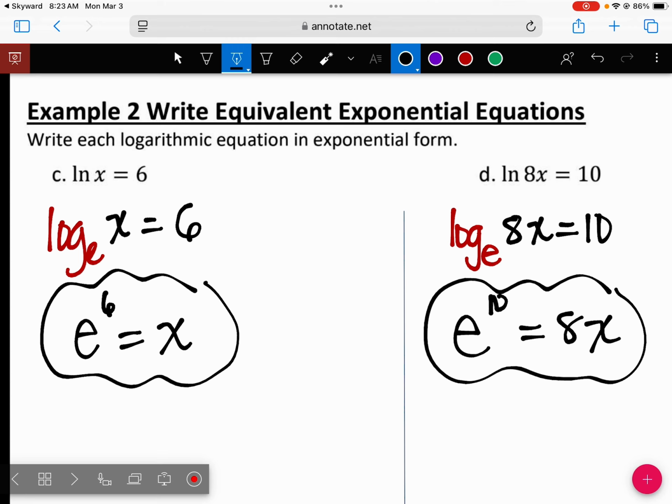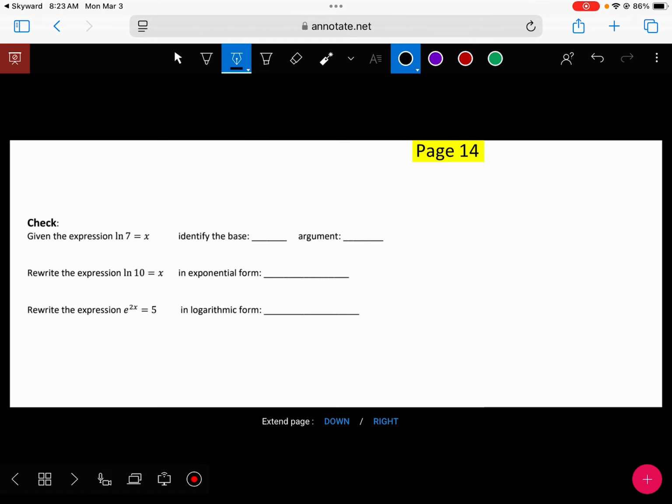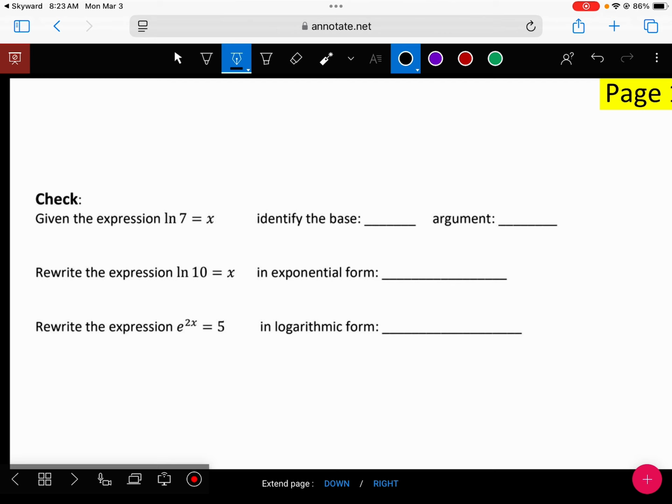So we're just learning. Those are the only two logs that you have on a calculator. A common log, which has a base 10, and a natural log, which has a base e. All right, I want you all to try to do number 14 on your own. I'm going to come around and check your answers. For the first part, it says identify the base and the argument. This one says rewrite this in exponential form. And then I want you to rewrite the third one in log form. I'm going to give you a minute to answer those 3 questions, and then we'll go through them together.